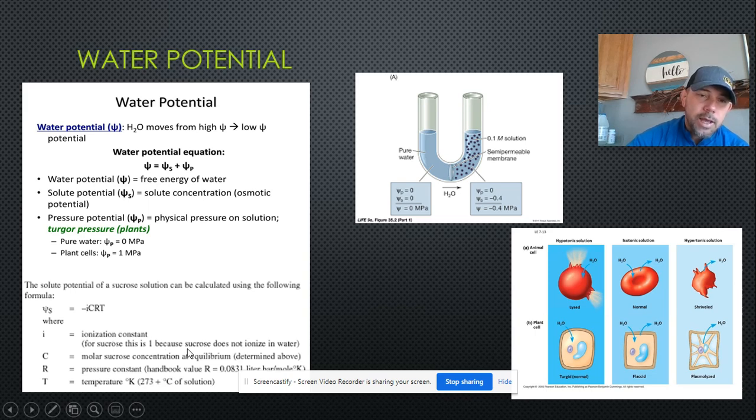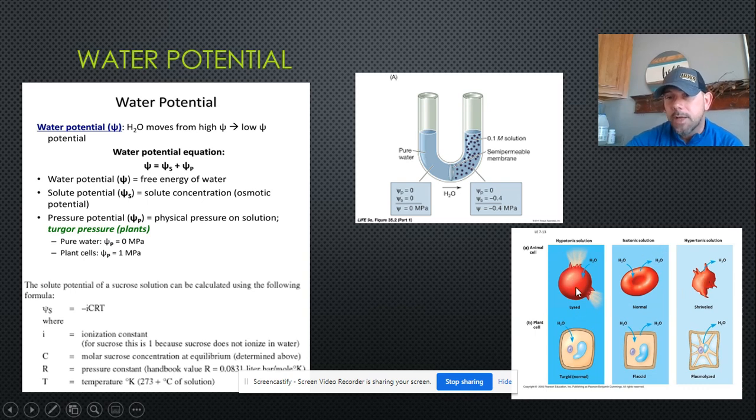And the ionization constant, remember, if they're giving you something like sucrose, for example, it's going to be 1. If they give you something like fructose, it's going to be 1. If they give you something like NaCl, well, it can divide into sodium and chlorine, so then the ionization constant would be 2, if that ever does come up on the AP exam. But again, we'll break this down for you guys just starting out in the AP Bio class and figuring that out.